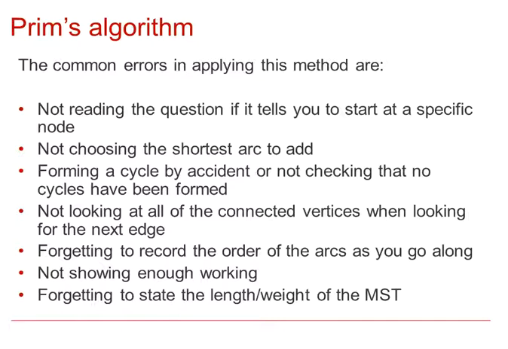Some people do not look at all the connected vertices when looking for the next edge, and therefore don't choose the shortest arc possible. Some people forget to record the order of the arcs as they go along, and then at the end they write them down in the wrong order. Some people don't do that at all and don't show enough working and lose marks that way. Or at the end they lose a mark by forgetting to state the length and weight of the MST.